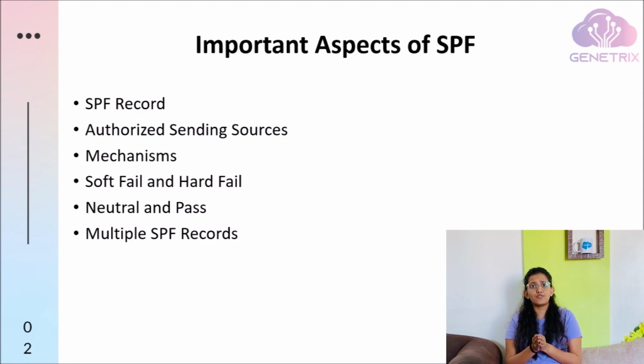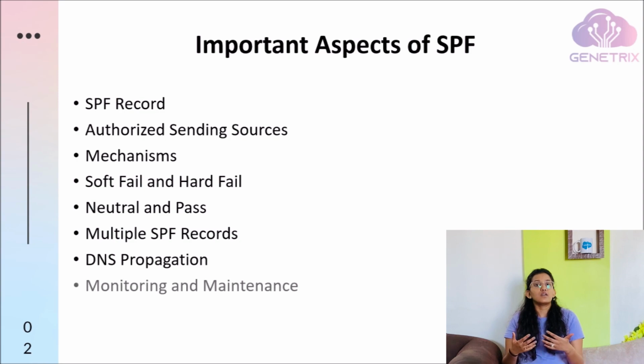Next we have DNS propagation. After making changes to your SPF record, allow time for the DNS changes to propagate. DNS propagation can take up to 48 hours, during which the updated SPF record may not be immediately recognized by all the email servers.